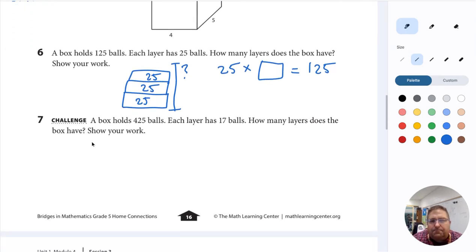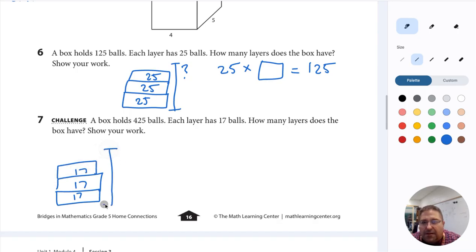Number 7, a box holds 425 balls. Each layer has 17 balls. How many layers does this box have? So again, now we know we've got 17 in each layer. It's very similar. So we could start stacking these up. We're not sure, right? Well, let's set this one up.